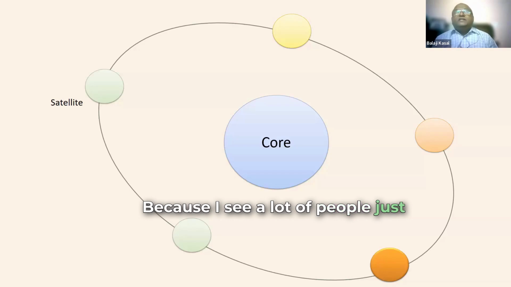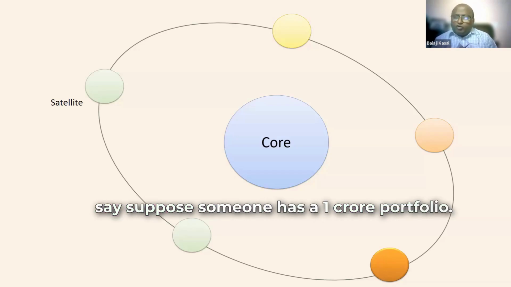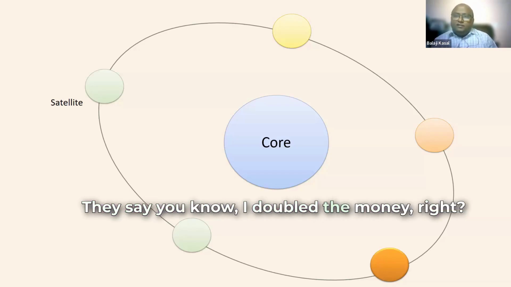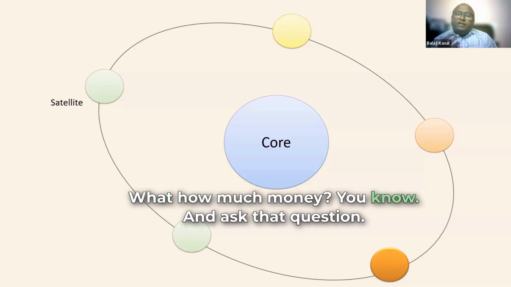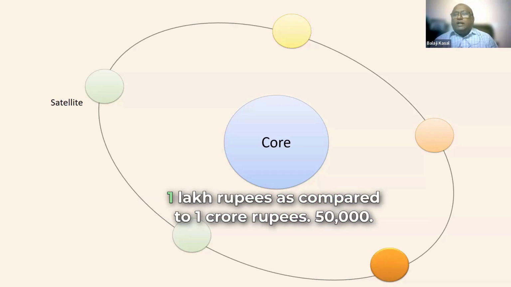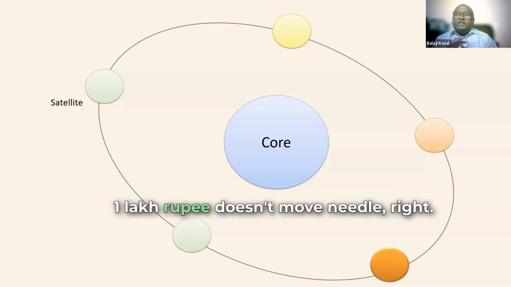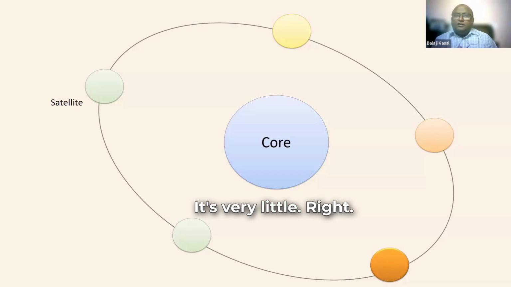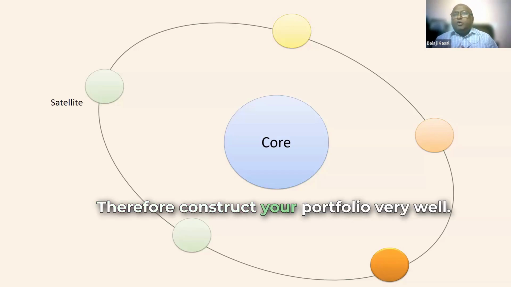Because I see a lot of people say, suppose someone has a 1 crore portfolio, they say, I doubled the money, right? How much money? When I ask that question, they say, I had some 50,000 rupees and I made 1 lakh rupees. Compared to 1 crore rupees, 50,000 or 1 lakh rupees doesn't move the needle, right? It's very little. Therefore, construct your portfolio very well.